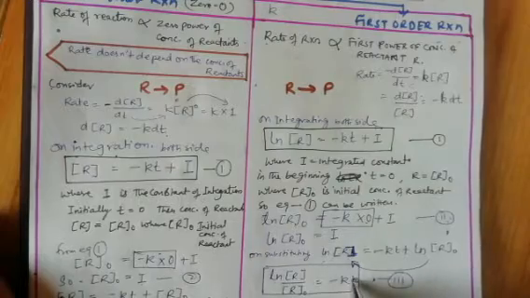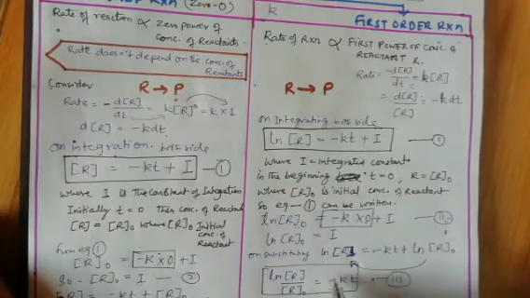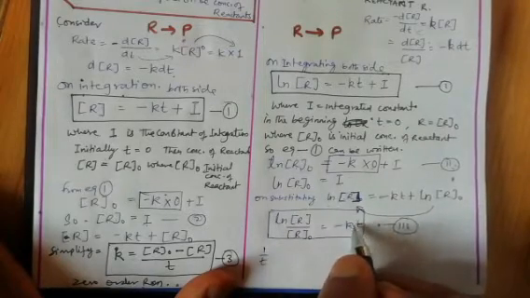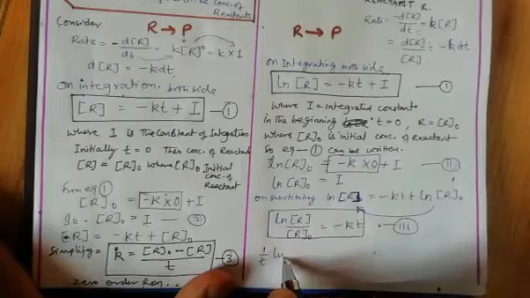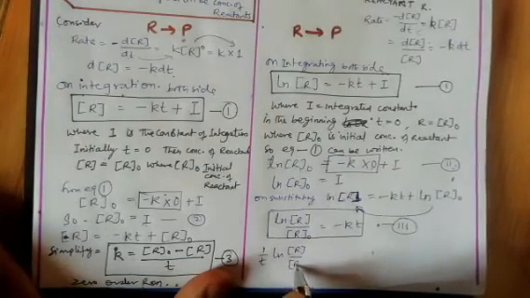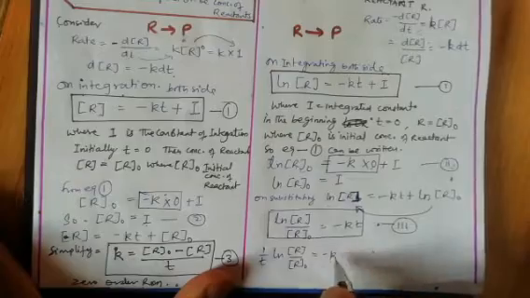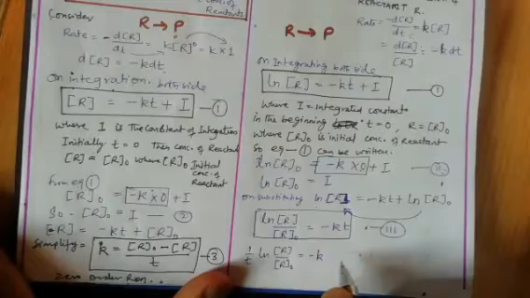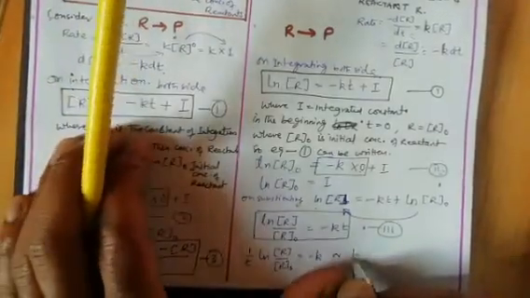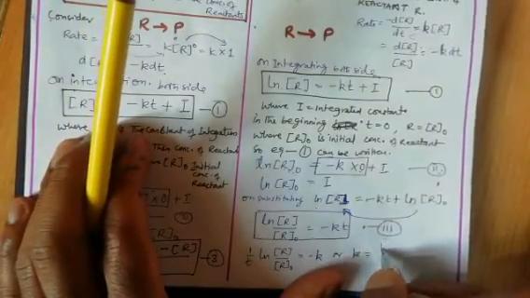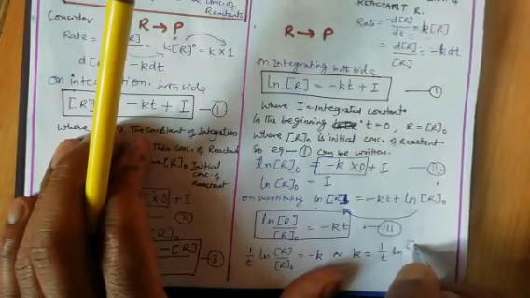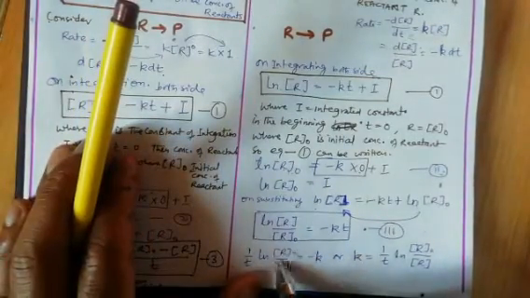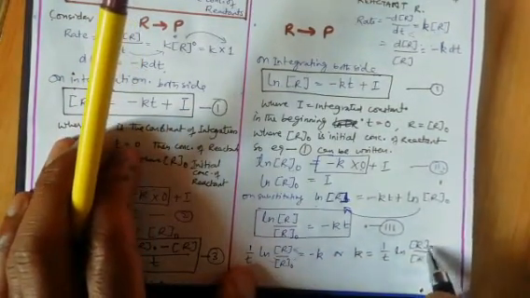After this, t will be brought to this side because we are finding the value of the rate constant. So we bring 1 upon t. Log R upon R naught is equal to minus k times t, and the minus we also take to this side. So k is equal to 1 upon t log R naught upon R. We have reversed the equation.